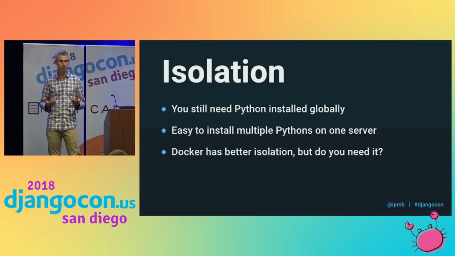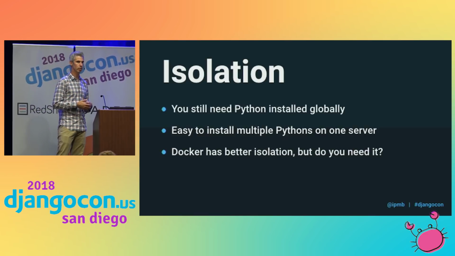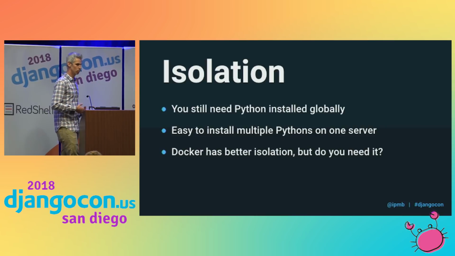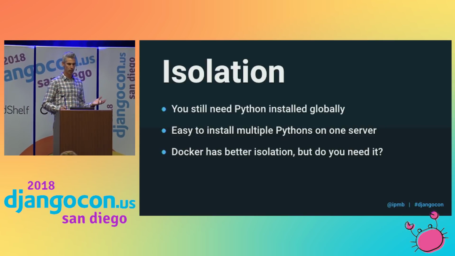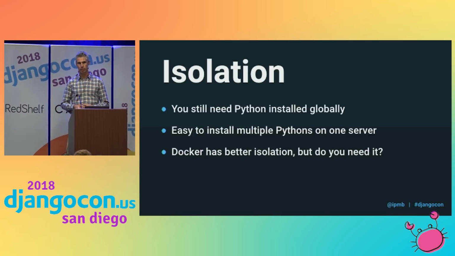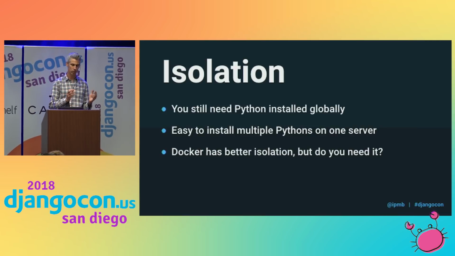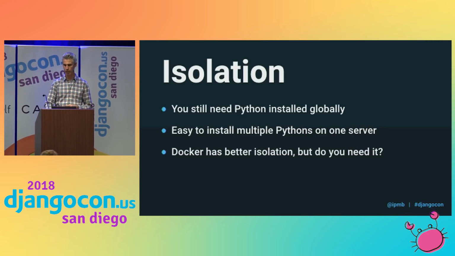But that being said, it's really easy to install multiple Python versions on a server. If you're using Ubuntu, there's a personal package archive called Deadsnakes. You can easily install 3.6, 3.7, 2.7, whatever. They'll all happily live side by side. So yeah, Docker's got better isolation, but at the end of the day, do you really need it? Especially if we're bundling our apps in this way.